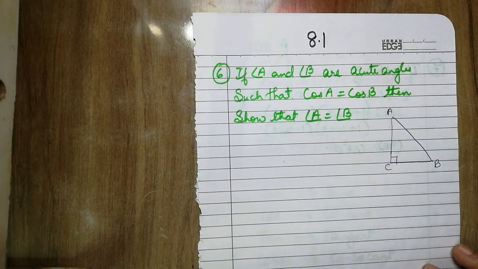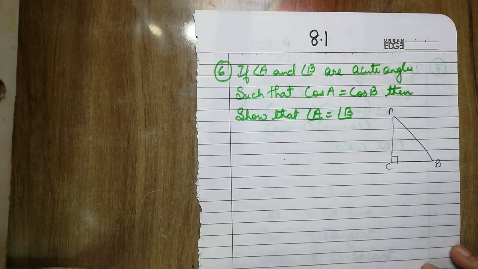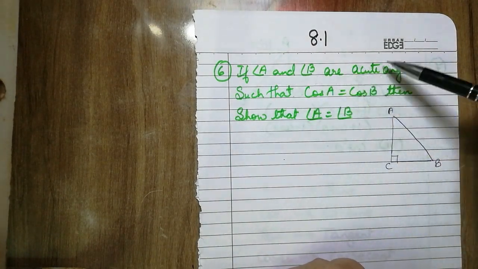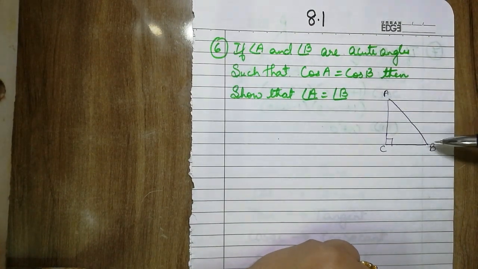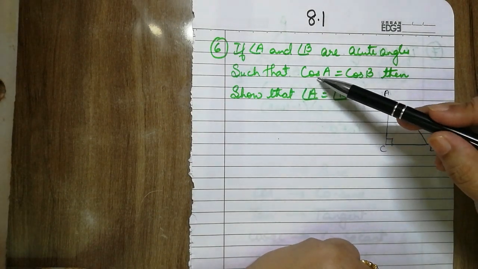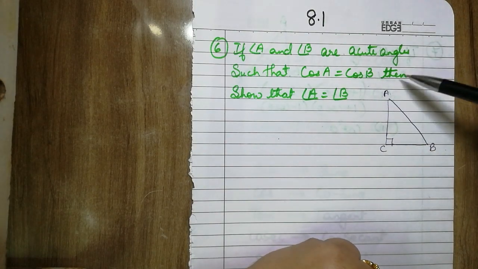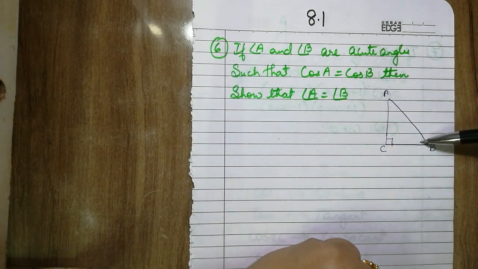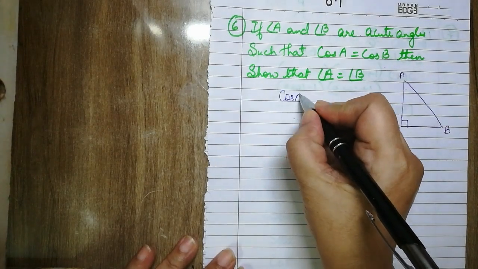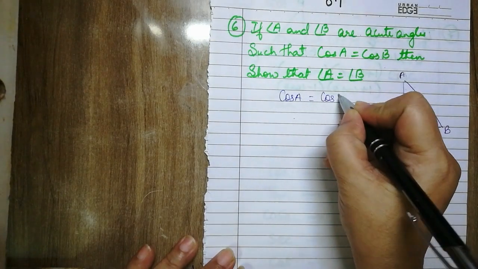Hello everyone, let us continue with 8.1 exercise 6 sum. Here, if angles A and B are acute, in triangle take A and B as acute and let it be right angled at C. Now given here is cos A equal to cos B, then we have to show that angle A equal to angle B. So here we'll start with cos A equal to cos B.